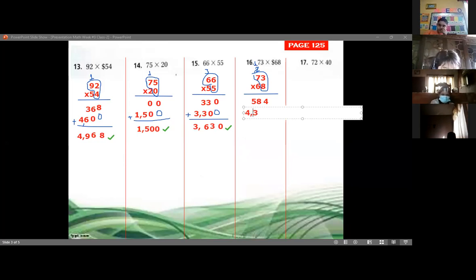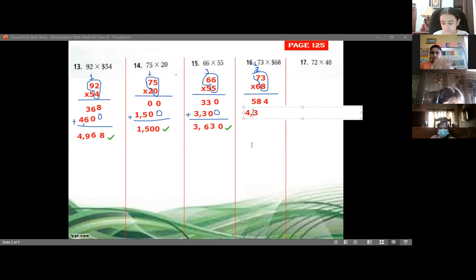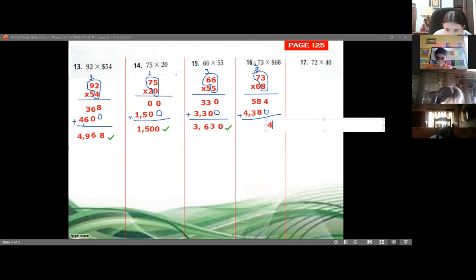Let's write the comma here, and we have 4,380 as partial product of 6 times 73. We add these partial products to get the answer. 4 plus 0, we know that it's 4. 8 plus 8, class, 16. Now, we regroup the 1 here, and we have 5 plus 3 plus 1, 9, and 4 plus 0, 4.